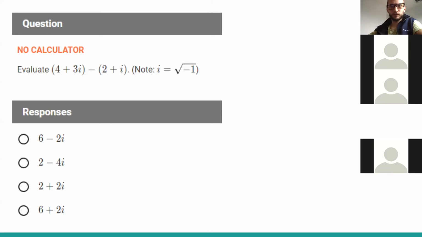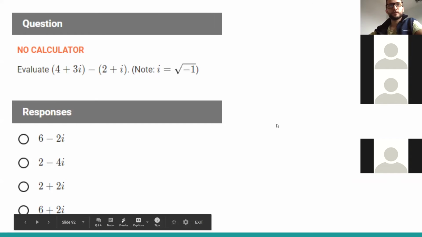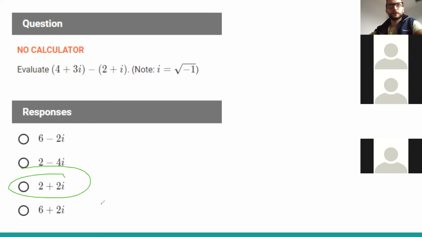All right, so let's take a look. Perfect. Nobody got this question wrong. Very good. C. All you do is combine like terms. 4 minus 2 is 2. 3i minus negative minus i is 2i. Very good. All right, everybody comfortable with that one? Nobody got that one wrong? Perfect. All right, so let's take a look at the next one.